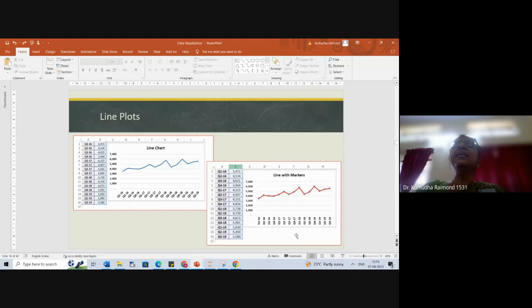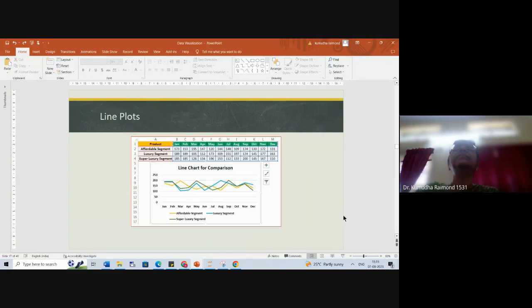You can see here it is with respect to column A, and this is with respect to column B of this particular Excel. And here you see your x-axis is Jan to December. That's what is shown here. And I wanted to compare three different segments: affordable segment, luxury segment, super luxury segment. There is some data.